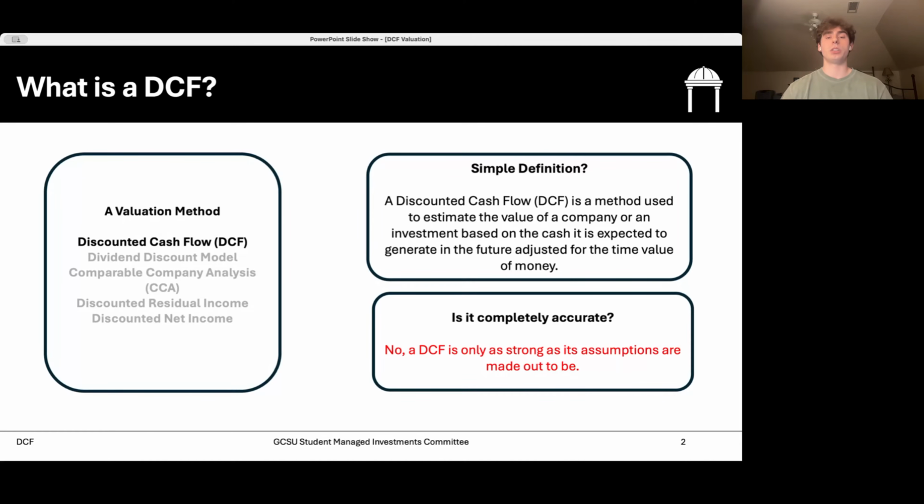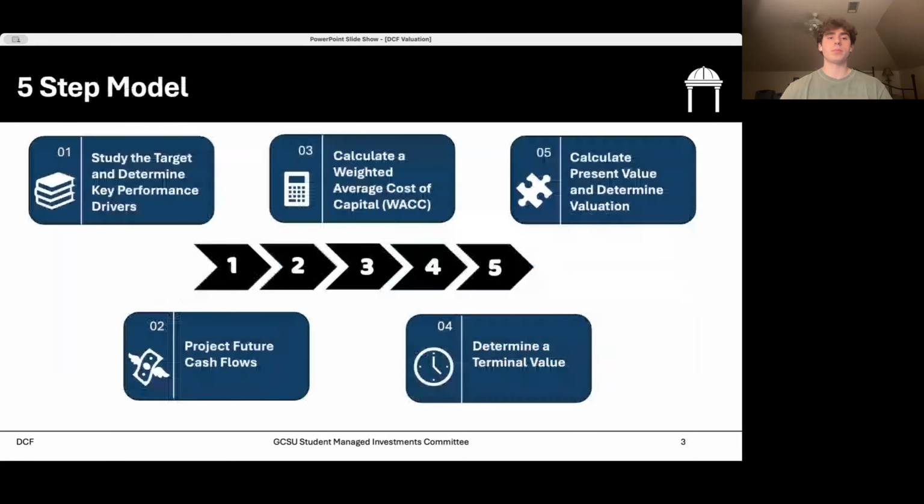Now, a DCF is only as strong as its assumptions are made out to be, and there's a lot of them, and you'll see exactly what I mean by this later on in the video when working through the model. So there's 5 different steps in conducting a DCF. The first is study the target and determine key performance drivers. Essentially what I mean by this is you should have a strong understanding of the company before going into the model. You should understand how the company makes money, their competitors, and maybe some risks that they may be facing in the future. This is also the point of time when you'll be pulling the financial statements off of Bloomberg. And with those financial statements, you can analyze and see trends in the company's profitability, revenues, and expenses.